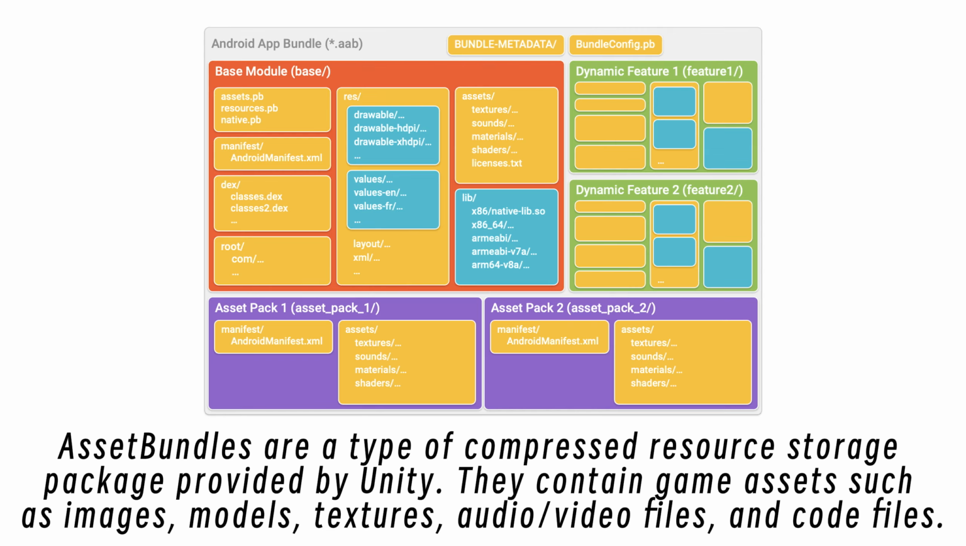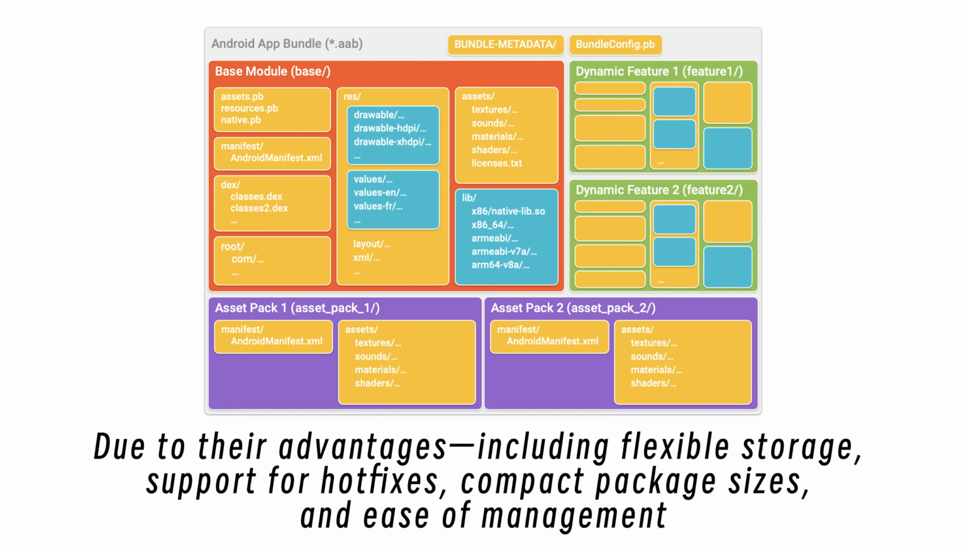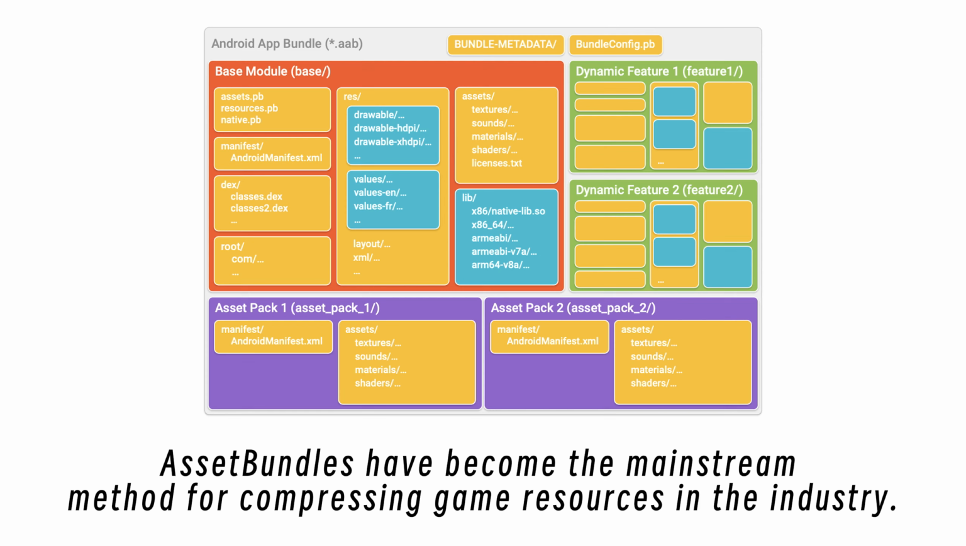Asset bundles are a type of compressed resource storage package provided by Unity. They contain game assets such as images, models, textures, audio or video files, and code files. Due to their advantages including flexible storage, support for hotfixes, compact package sizes, and ease of management, asset bundles have become the mainstream method for compressing game resources in the industry.